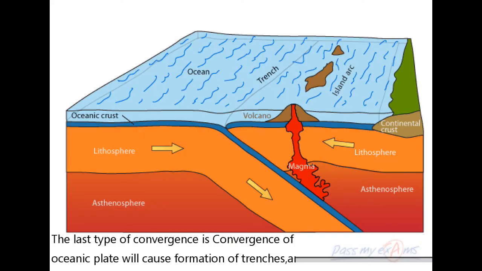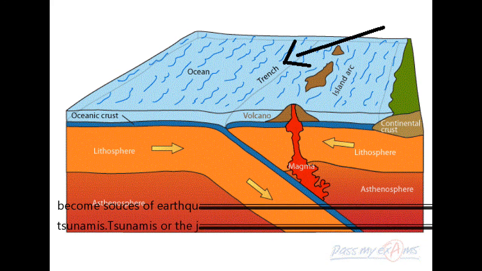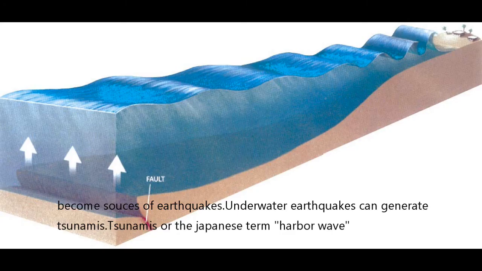The last type of convergence is convergence of oceanic plates. Converging oceanic plates will cause formation of trenches, and these trenches will become sources of earthquakes. Underwater earthquakes can generate tsunamis.